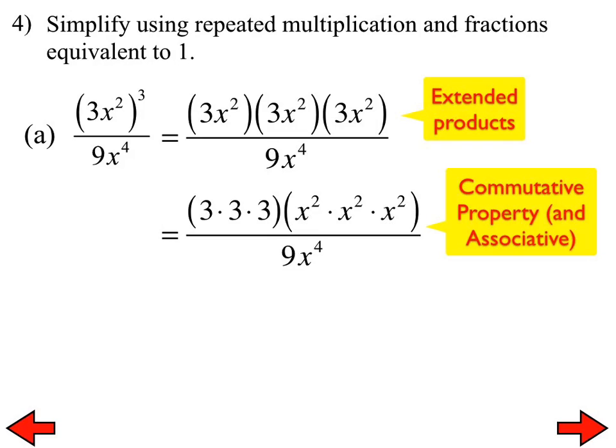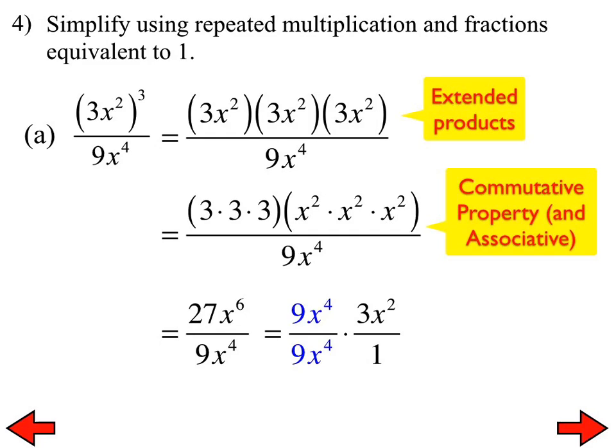Once again, that's a combination of the commutative and associative properties. And then the 3 times 3 times 3 is 27. And we're talking about on top. On the bottom we have, or excuse me, n times x to the 6th. And then we end up with this. And I'm going to let you finish using the fraction equivalent to one thing. Go ahead and finish this problem. So we end up with 9x to the 4th over 9x to the 4th times 3x to the 2nd over 1. So that simplifies to 3x squared.